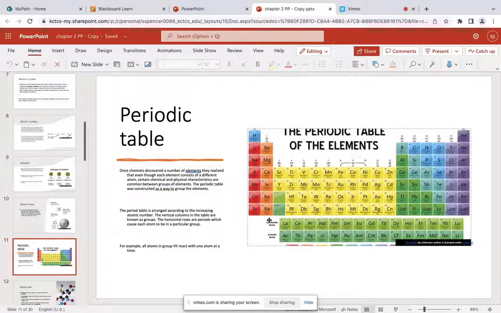Really, I could go into further discussion on this, but for our purposes, I don't feel like it's that important for what you guys need to know. But Group 7 is the most highly reactive because they react with one atom at a time. These are called the halogens. Your book will kind of go into more detail on that, but I'm not going to beat a dead horse on this one. So we'll move on.